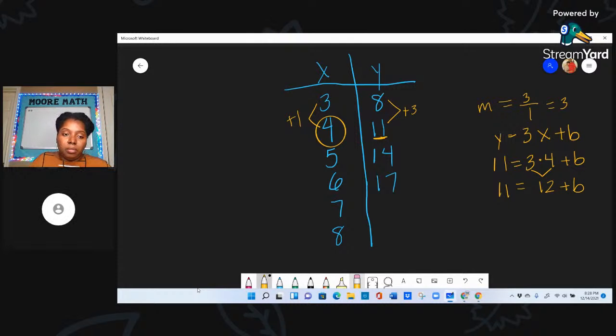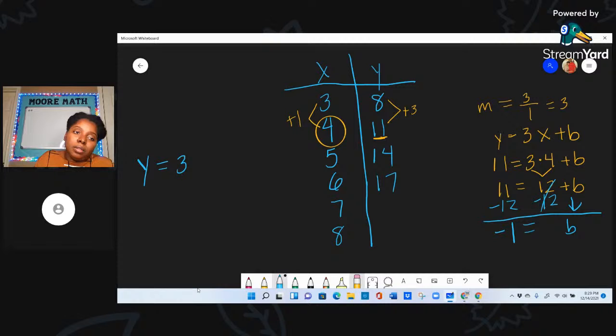And then subtract 12 from both sides. Excellent. See how much easier this is if we include the b. And then negative 1 equals b. Good. Okay. So how do I write that?